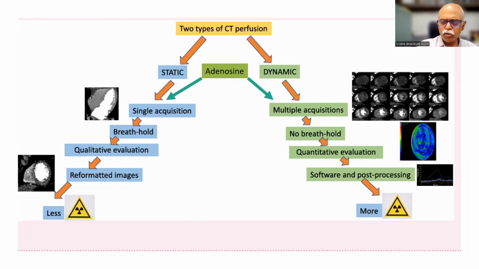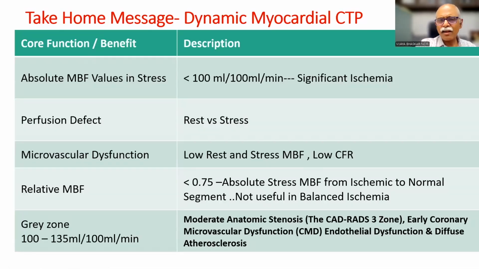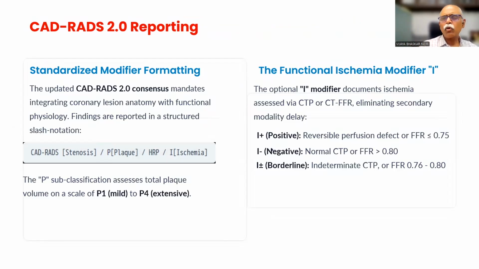And with absolute dynamic flow values, anything less than 100 ml per 100 ml of myocardium per minute is significant ischemia. You calculate in a 17 segment model, calculate the amount of ischemic segments and give the cardiologist the amount of significant ischemia. So in CAD-RADS 2 reporting, you've got CT-FFR and also myocardial perfusion value. So whatever modality you have, you can use, and then you can mention as I plus or I minus.